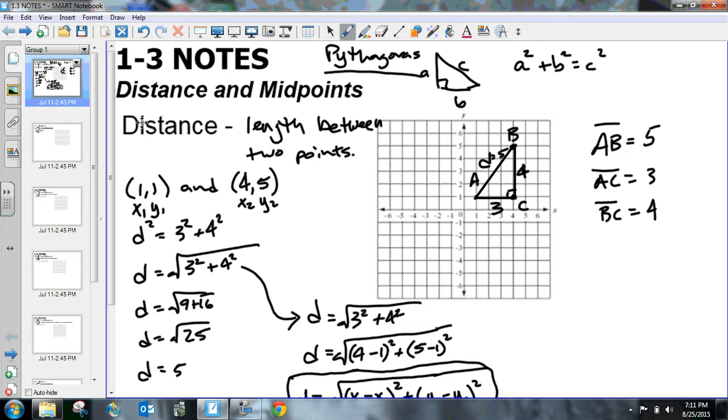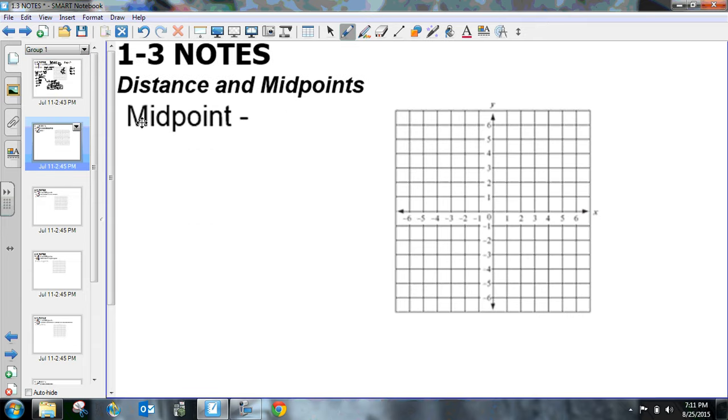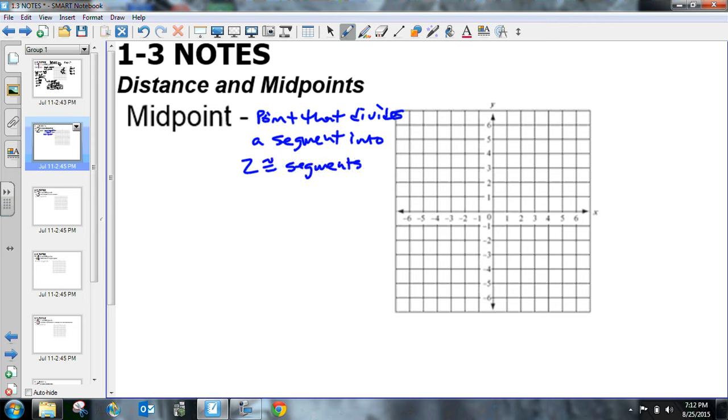All right, so moving on, the next thing is called the midpoint. The midpoint is a point that divides a segment into 2 congruent segments. A midpoint is pretty much just what it says. It is the middle point between 2 points. So it takes a segment and divides that segment into 2 congruent segments.